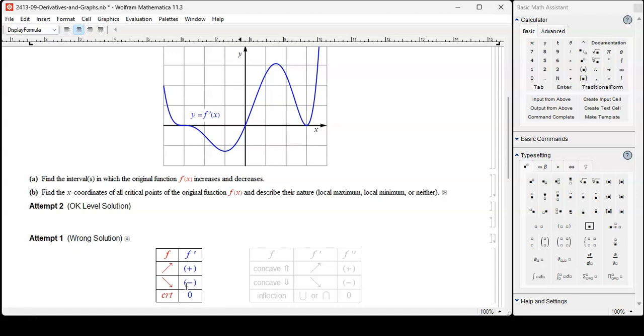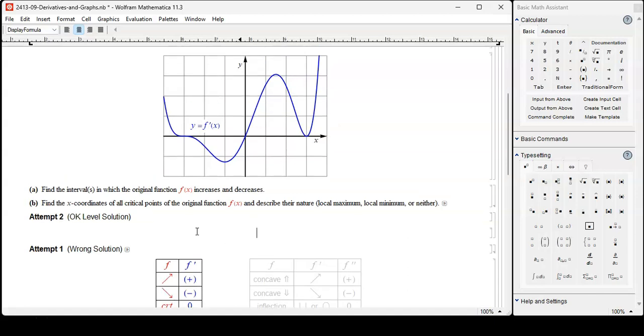Positive, increasing; negative, decreasing. Above the x-axis, the original increases. Below the x-axis, the original decreases. So you can write like this.